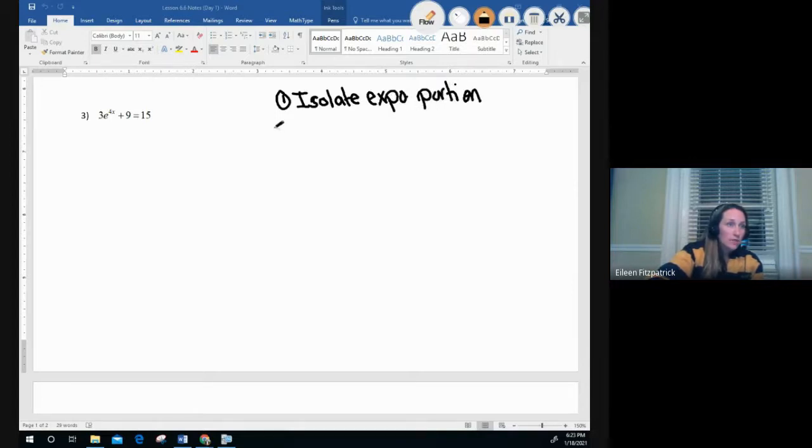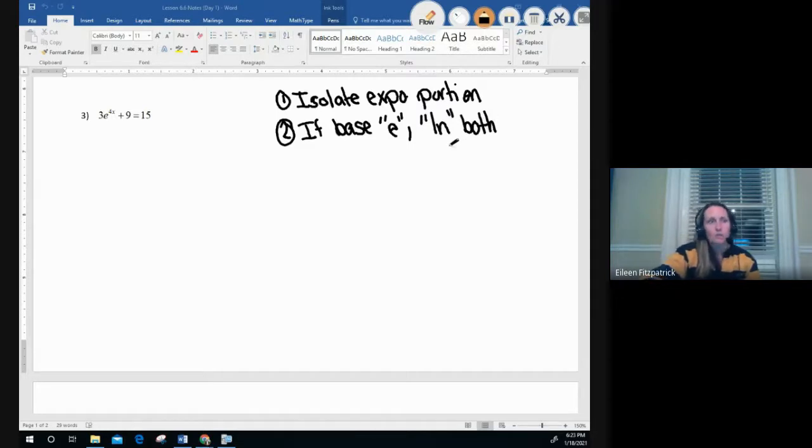And once you isolate the exponential portion, if base e, you're going to ln both sides, kind of like what I did in the last problem. Log both sides. We're going to ln both sides. Or just like the last problem, you have another option, or change form. Again, for this one, I'd probably just change form, but I'll show you both.